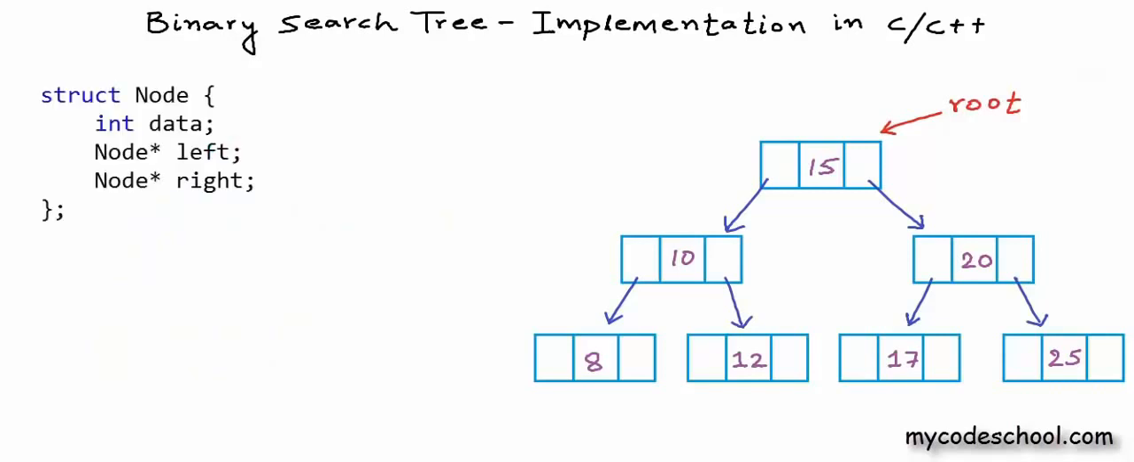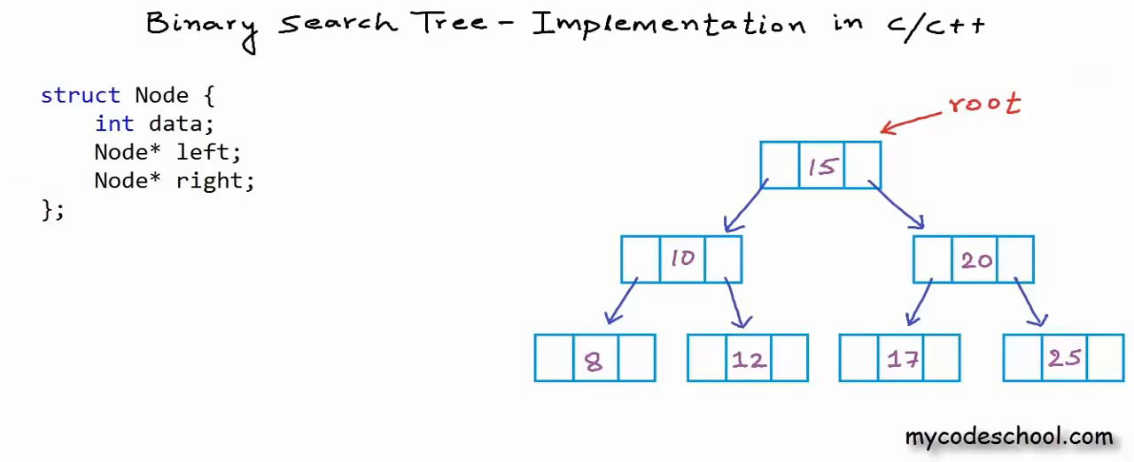In C or C++, we can define node like this. There is a field to store data. Here the data type is integer, but it can be anything. There is one field which is pointer to node. Node asterisk means pointer to node. This one is to store the address of left child, and we have another one to store the address of right child. This definition of node is very similar to definition of node for doubly linked list.